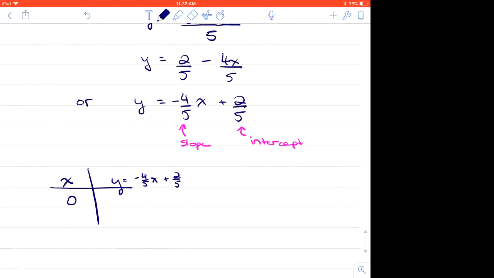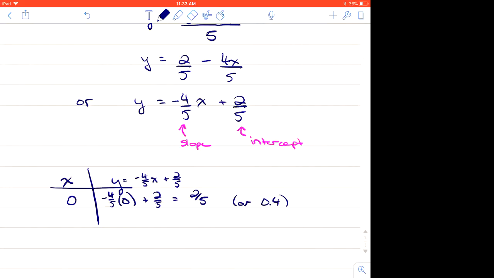I still like having x equals 0. It's just nice. It's easy to solve for. So when x is 0, we have negative 4 over 5 times 0 plus 2 over 5. It's just 2 over 5, or 0.4 if you convert it to a decimal. So you can check it, and if it's a nice decimal, you can use it. If it's a nasty decimal, then stick with your fractions.